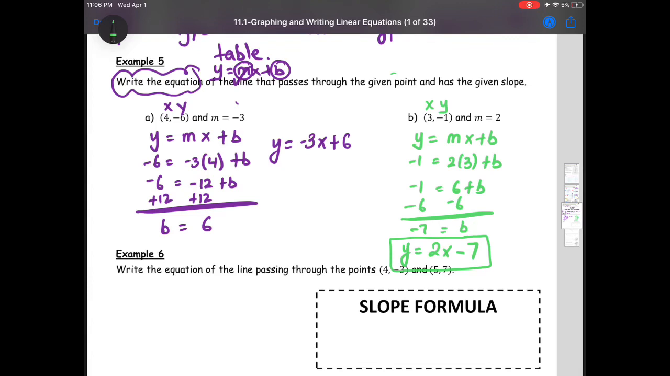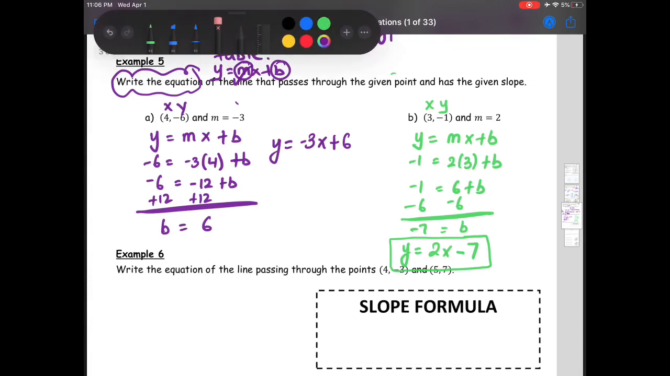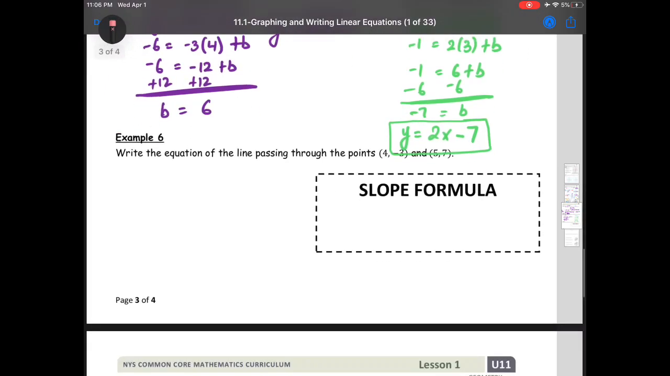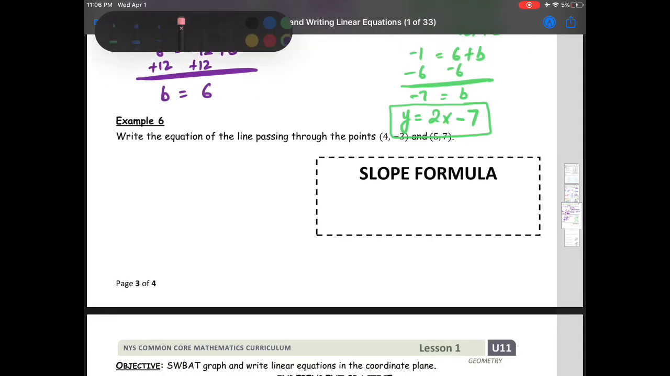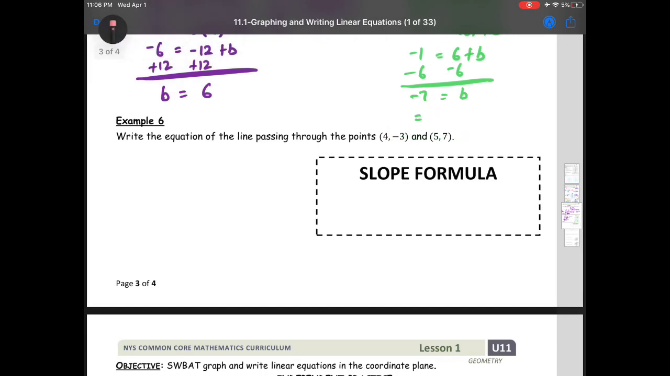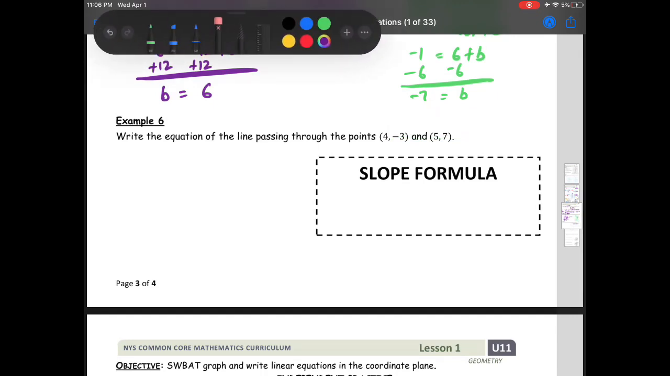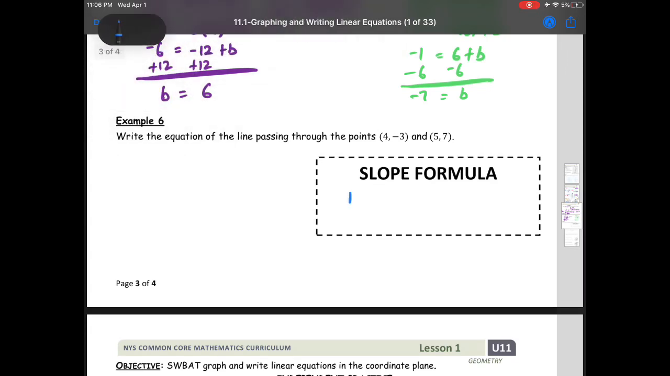Okay, so now the next question that we want to talk about is example 6. And example 6, I'm sure you must have, I don't know if you remember it. Do you remember the slope formula? It says write the equation of the line passing through the points. So what's the slope formula? I know we talked about slope being rise over run. So now let's do this. What is the slope formula?